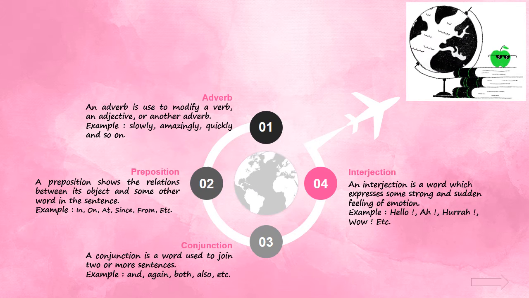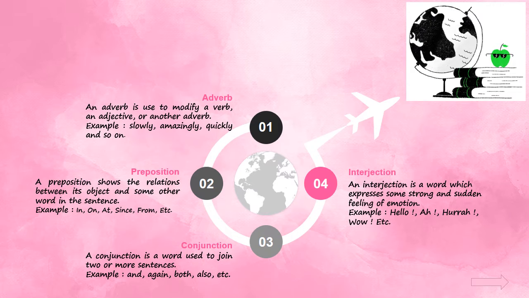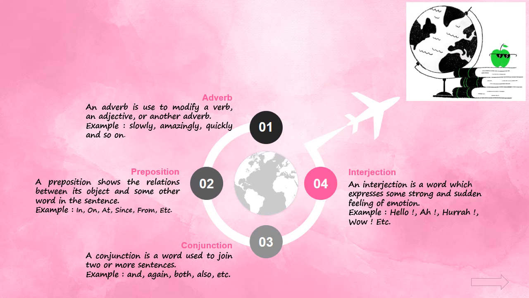Preposition. A preposition shows the relations between its object and some other word in the sentence. For example, in, on, at, since, from, and so on. Conjunction. A conjunction is a word used to join two or more sentences. For example, and, again, both, also, and so on.